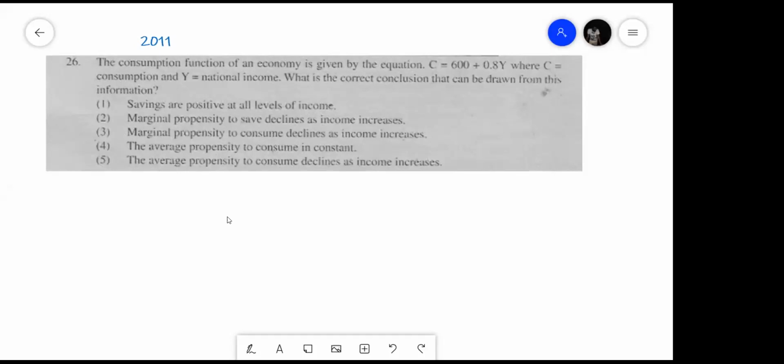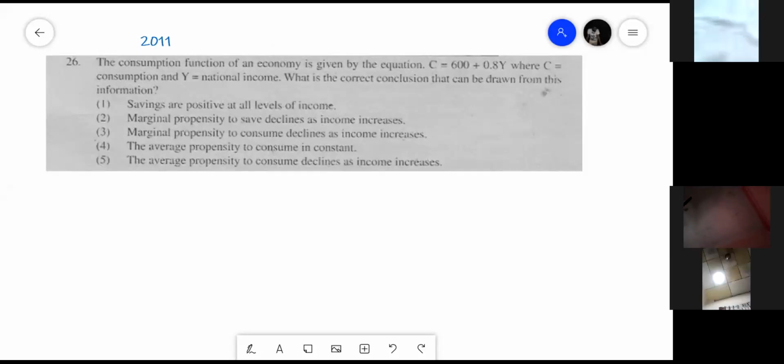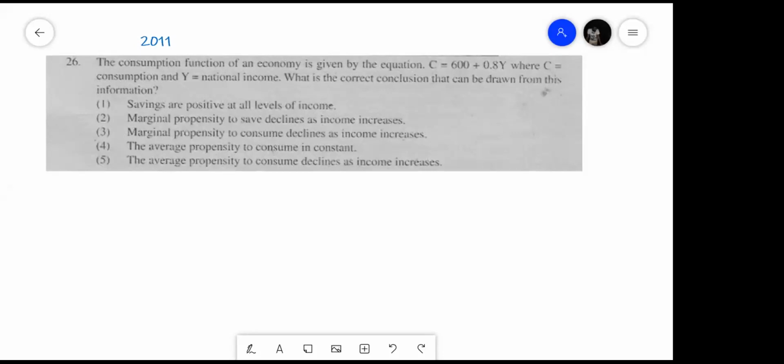At least if you were listening, you should be able to give me an answer. I clearly told you what it is. Take 1 minute, read and see. Is savings positive at all levels of income? No. When your income is zero, your savings is actually negative. So this can't be the answer. First one, no.